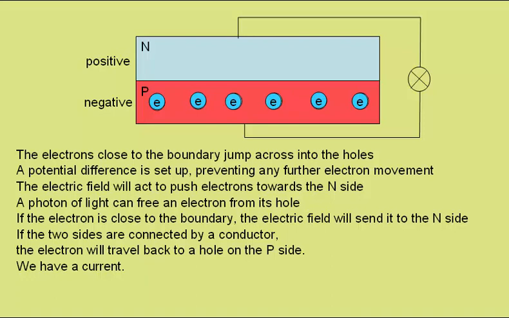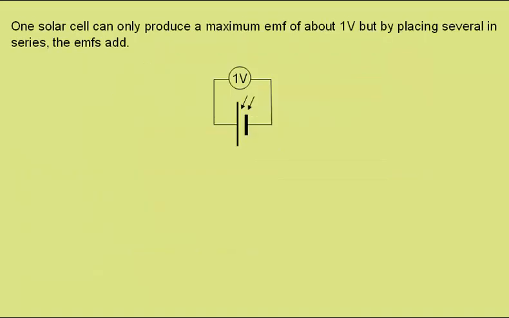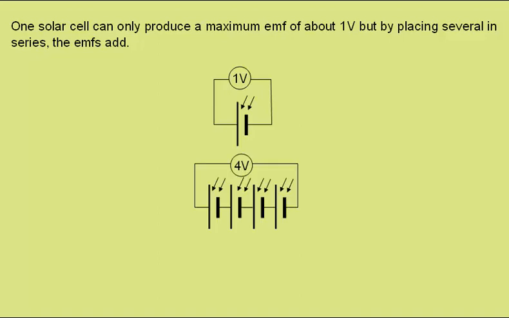Just to stress at this stage, you are not expected to know in detail the operation of a solar cell. One solar cell can only produce a maximum EMF or electromotive force of about 1 volt, but by placing several in series, the EMFs add. So here a 1 volt cell with 4 of them in series can produce an EMF of 4 volts. This incidentally is the circuit symbol for a solar cell.